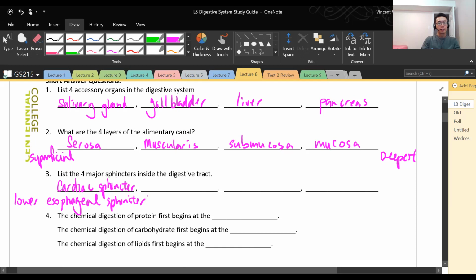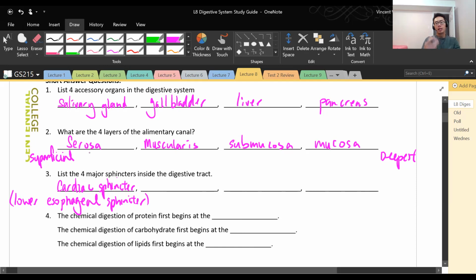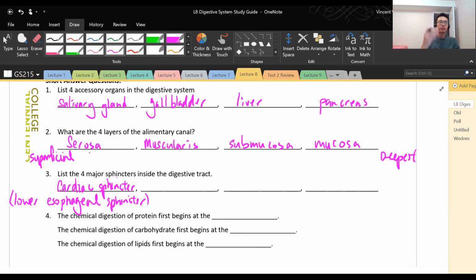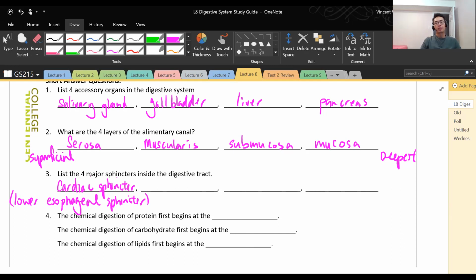Okay, they're the same thing, and that is found at the boundary between the esophagus and the stomach. The cardiac sphincter will open to allow the food to go into the stomach, but it will prevent the content of the stomach from coming back out. If you have a leaky cardiac sphincter, if it doesn't close properly, then the acidic content of the stomach can come up, and it will perhaps give you a little bit of heartburn.